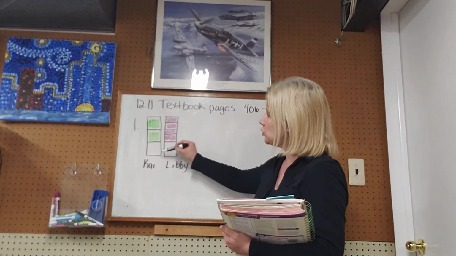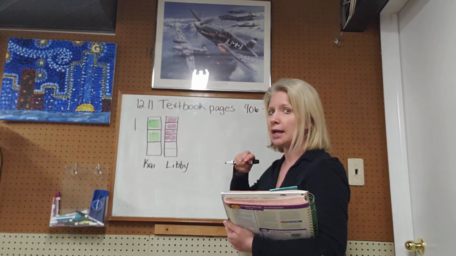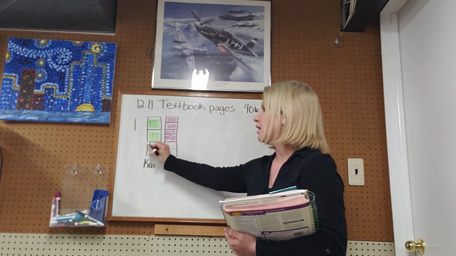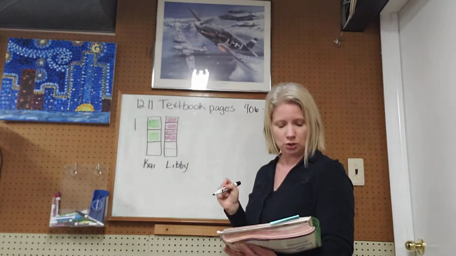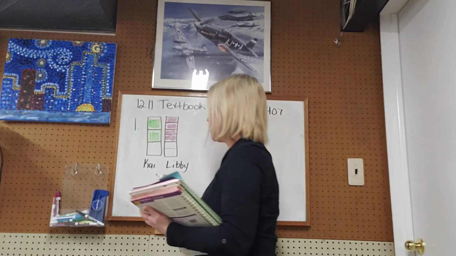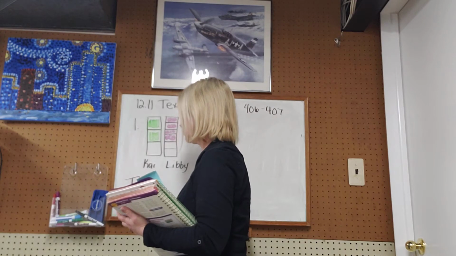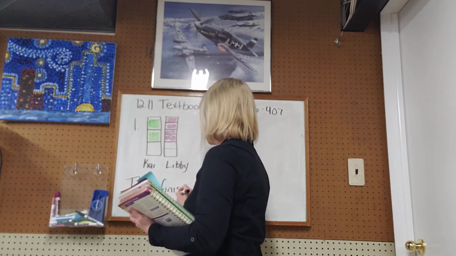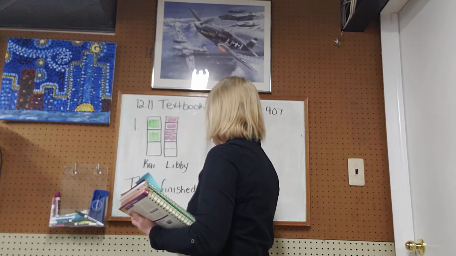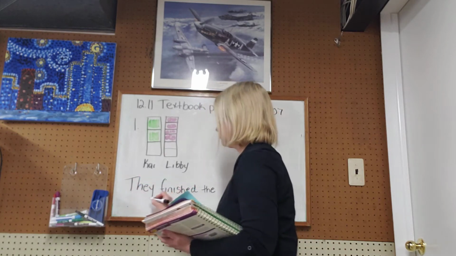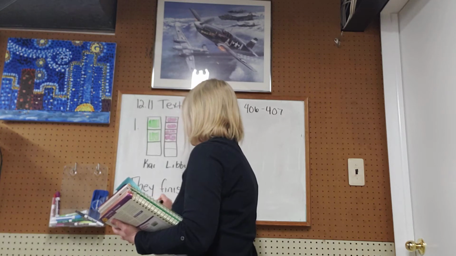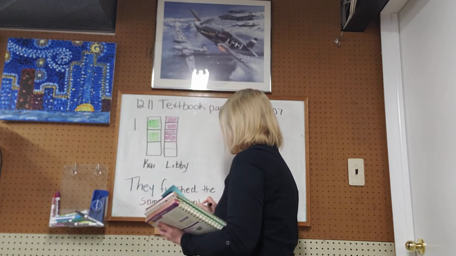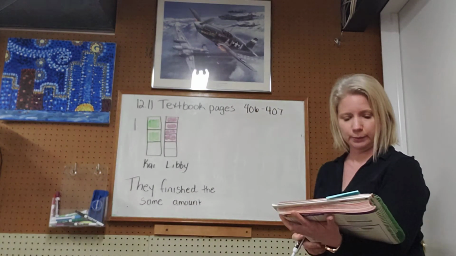And as you look at the strips, since they are this exact same size, but the pieces are different, you can determine that they did the same amount. So for number 1, they finished the same amount. Okay, let's go to number 2.